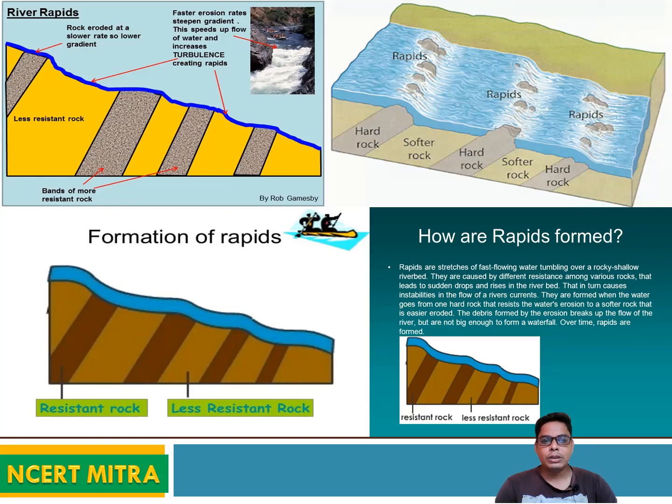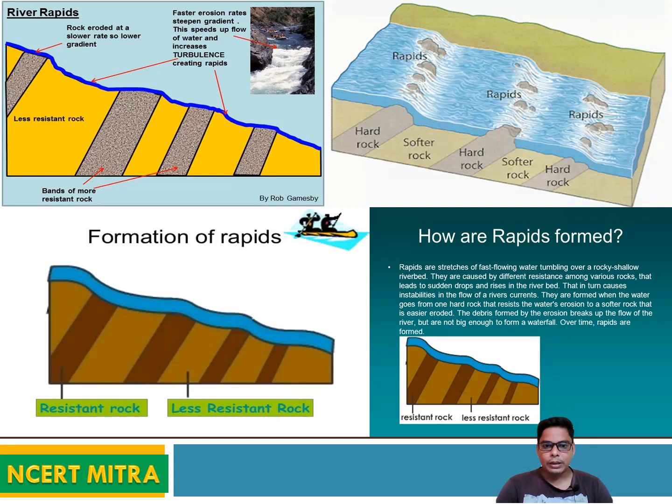Perhaps you can see the resistant rock and the less resistant rock. Resistant rock and less resistant rock form the rapids. It is like stairs, where water falls from the mountain area. This is known as the rapids.